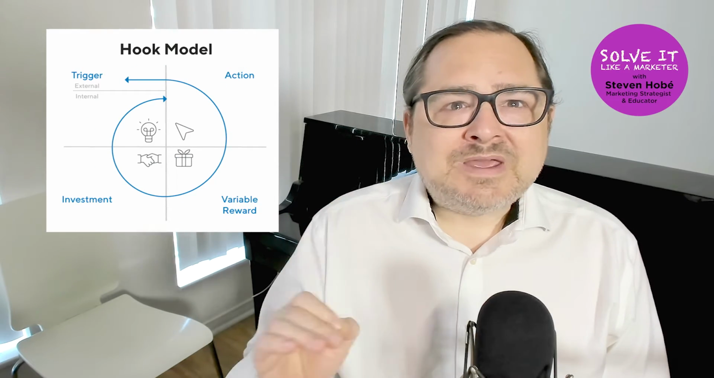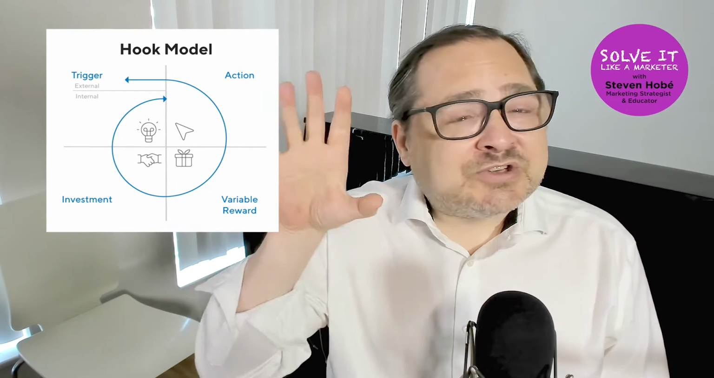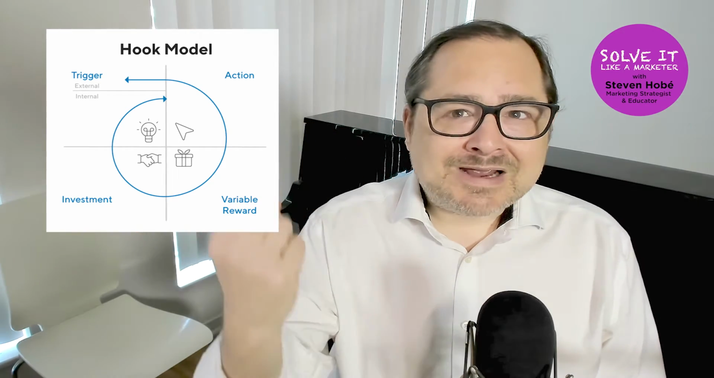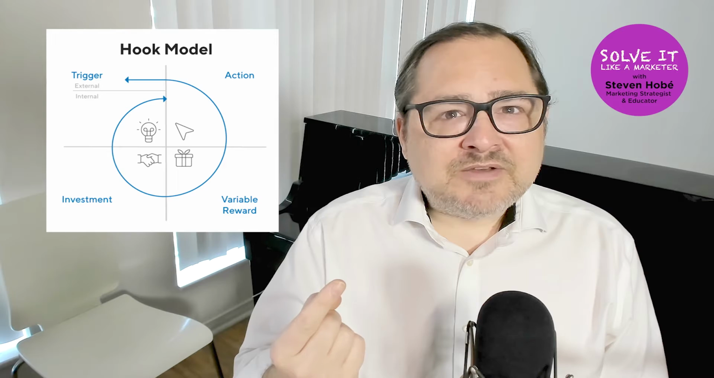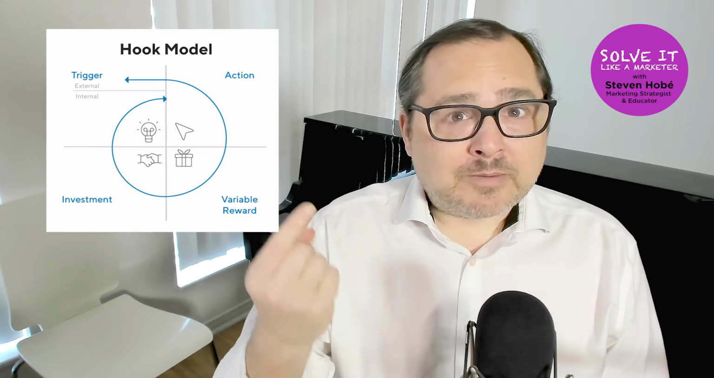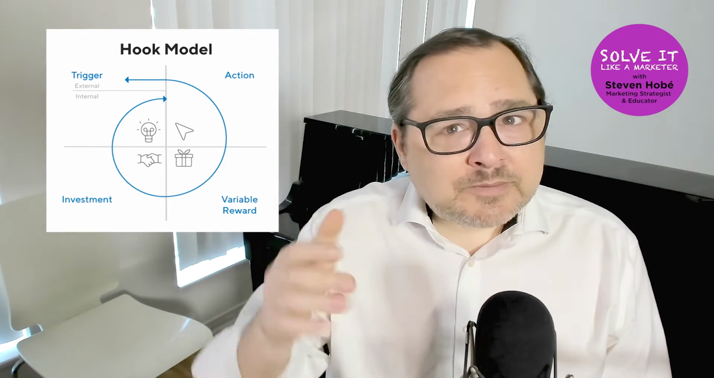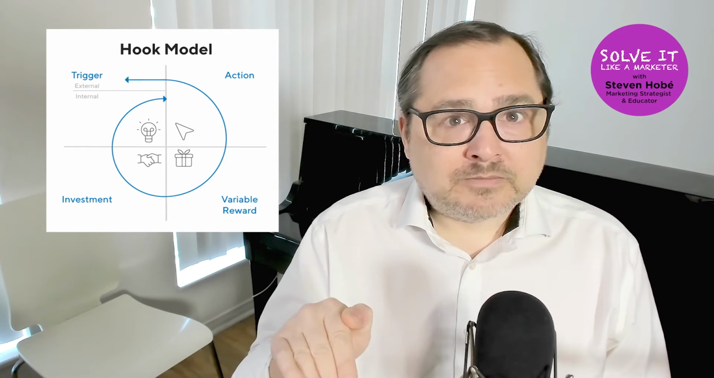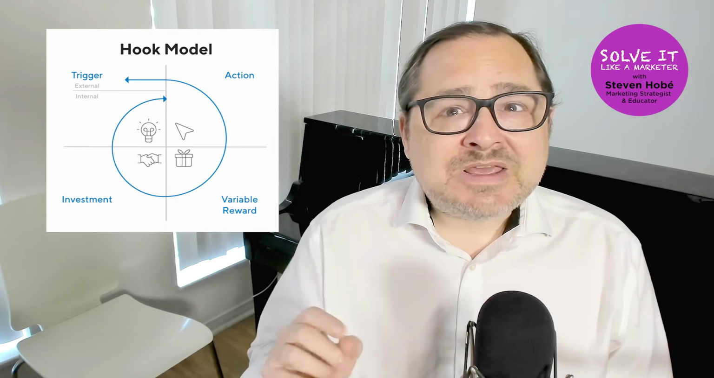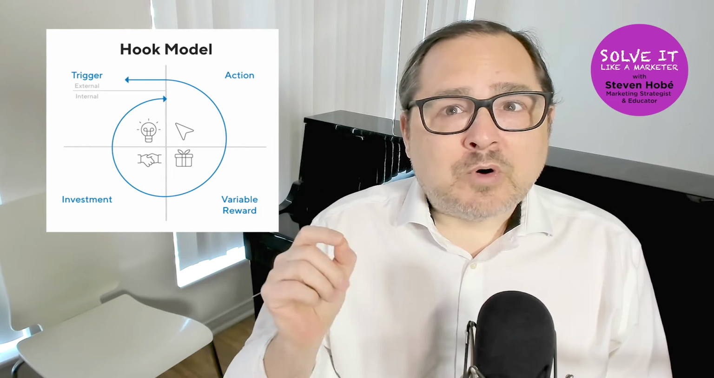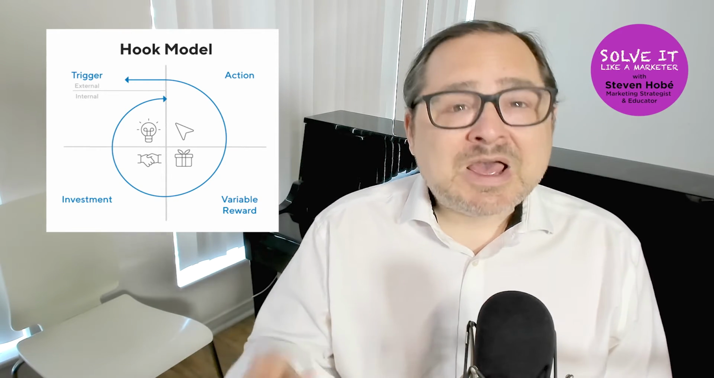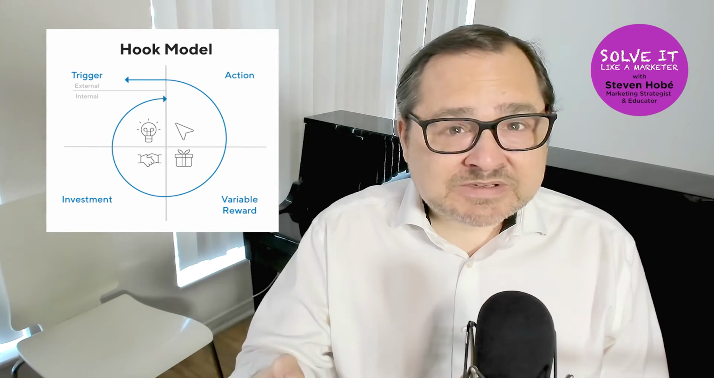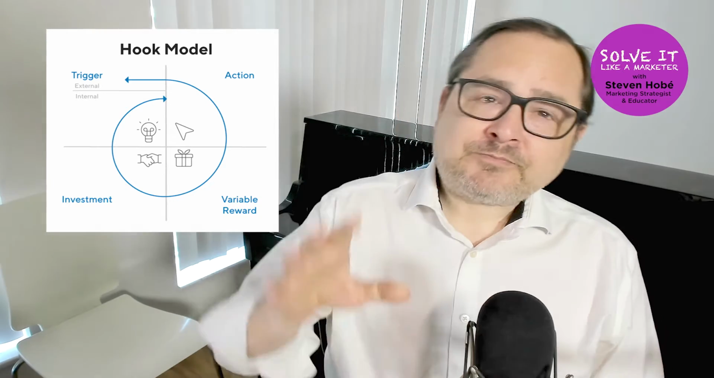First, the trigger. The beginning of the cycle is often an external trigger like a push notification. However, as the cycle continues, negative internal emotions become triggers as well, as we attempt to lessen these negative emotions with an action. The action. So the easier you make things to do, the more likely a person will do it. So habit-forming products make taking action painless and straightforward.